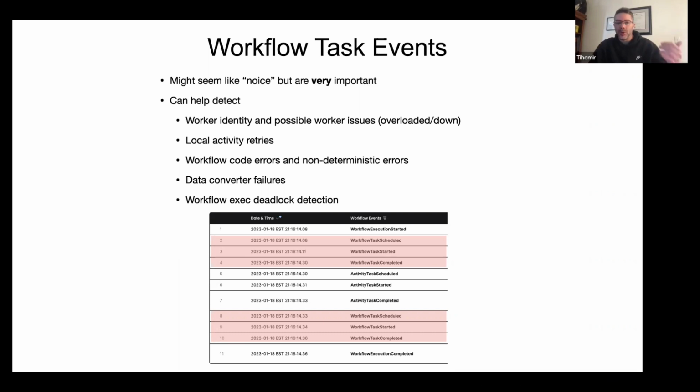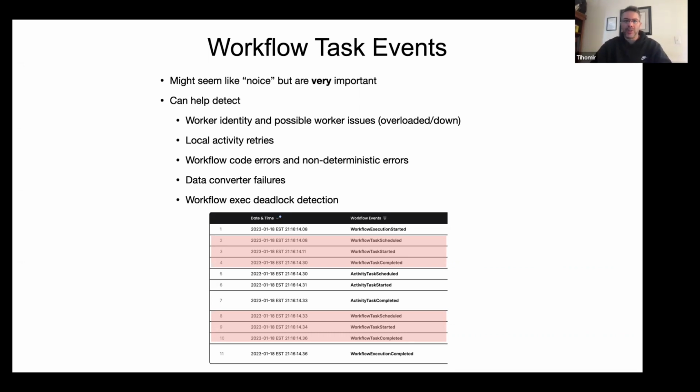Number one, you can see the worker identity. You can specifically see what particular worker that you're deploying on your side is responsible for or involved in the execution of your workflow. You can see if the workers are overloaded, or through workflow tasks, things like timeouts, you can see, hey, are my workers even down? Now, we again don't suggest to just look at the event history for that, but also, of course, your SDK and server metrics and things like that. But this can be a pretty good starting point for an indication of things like that.